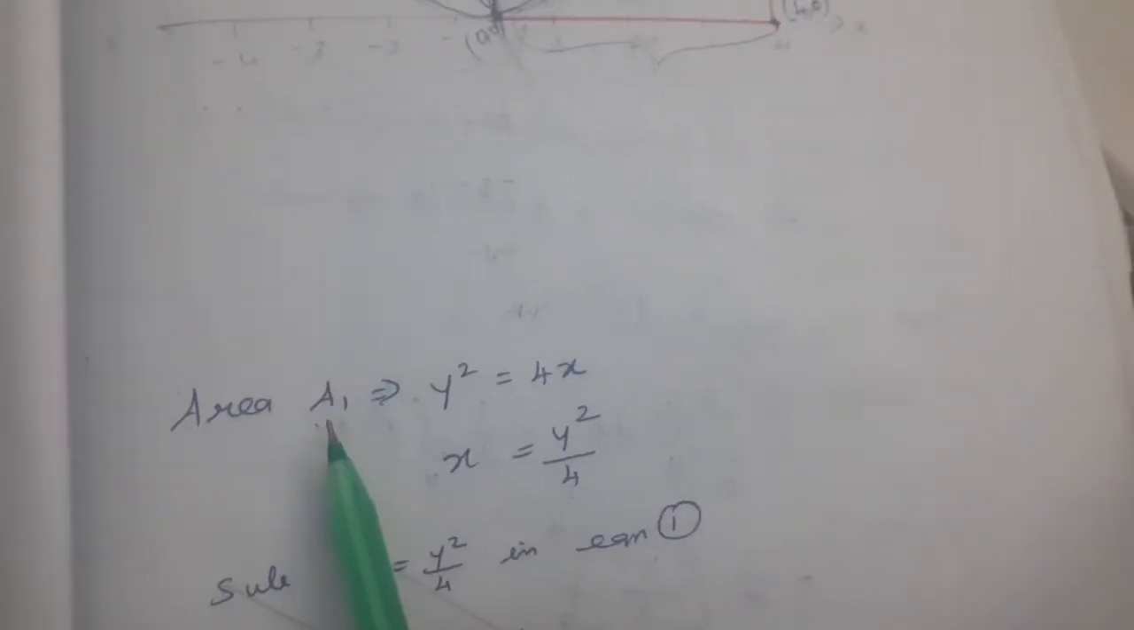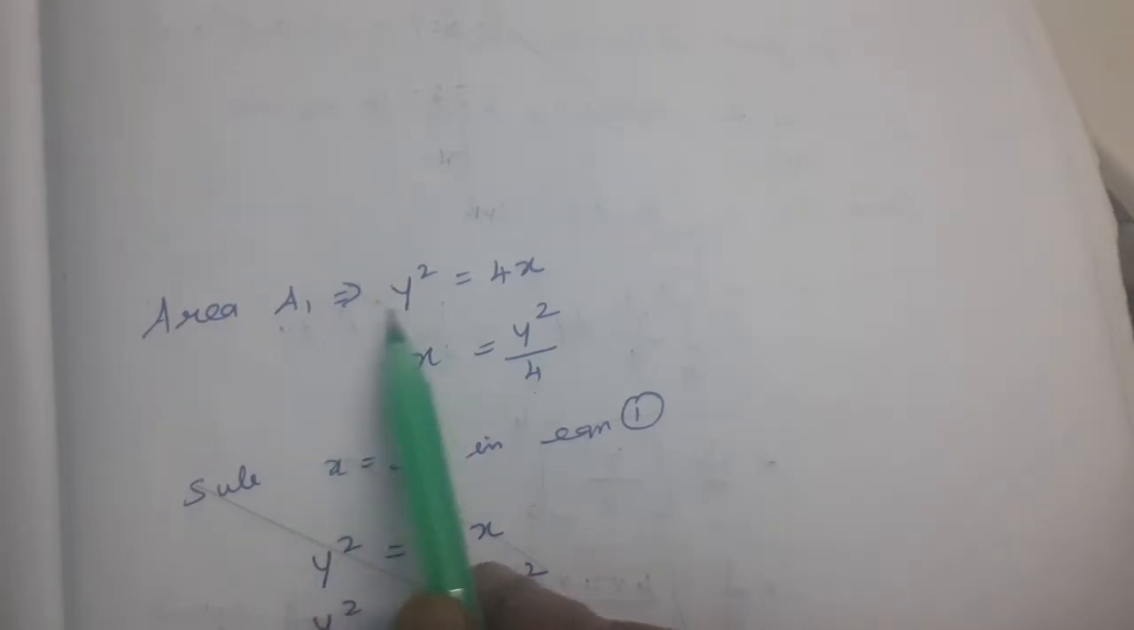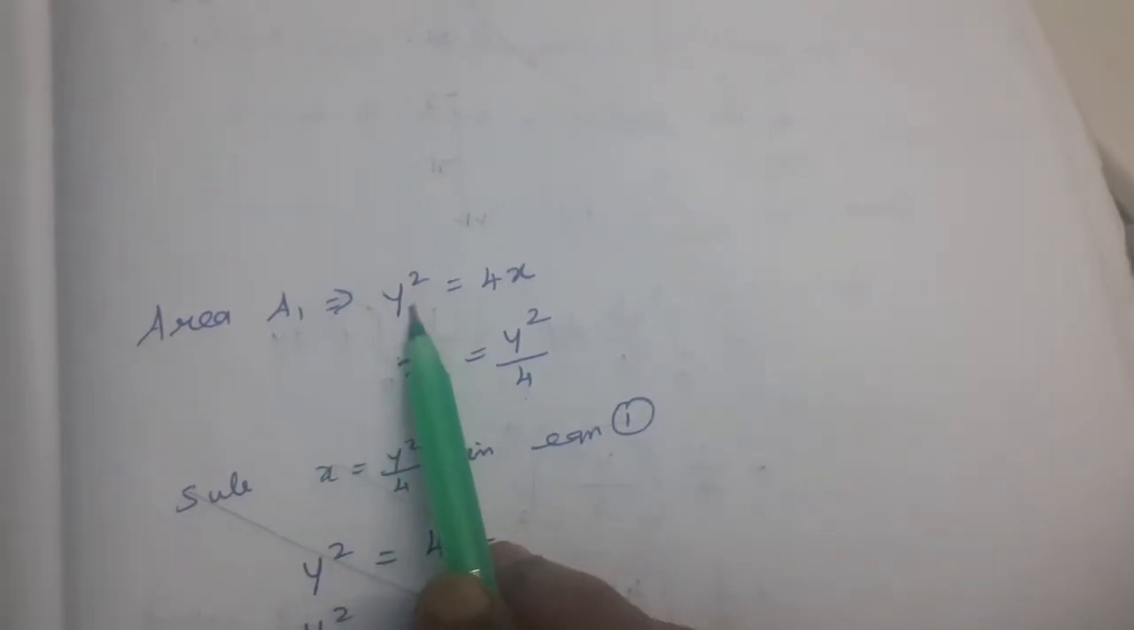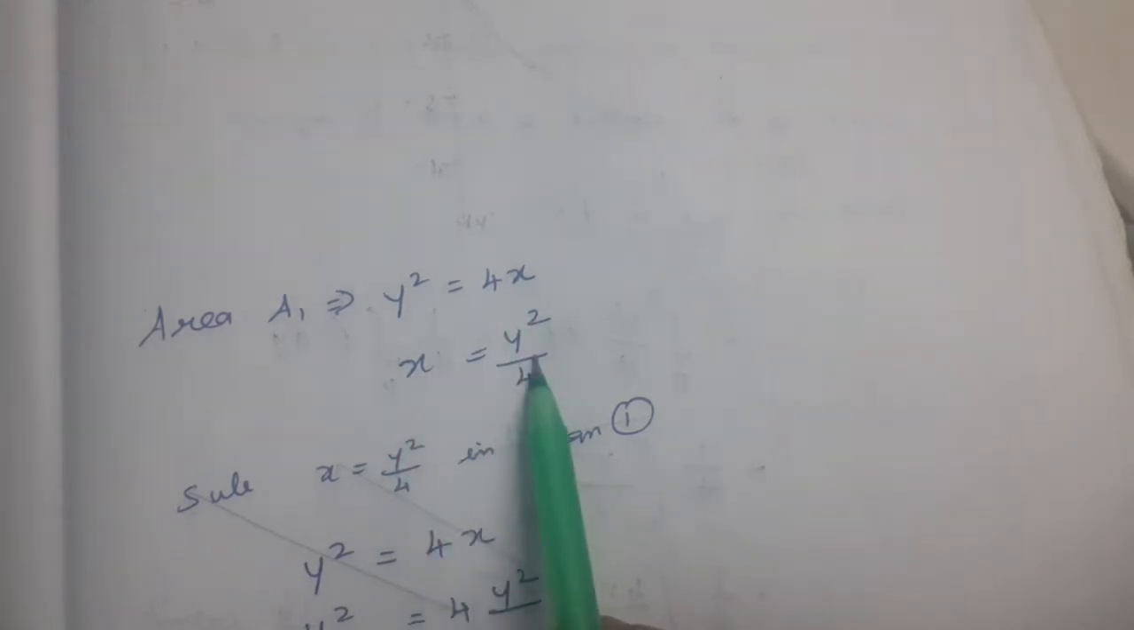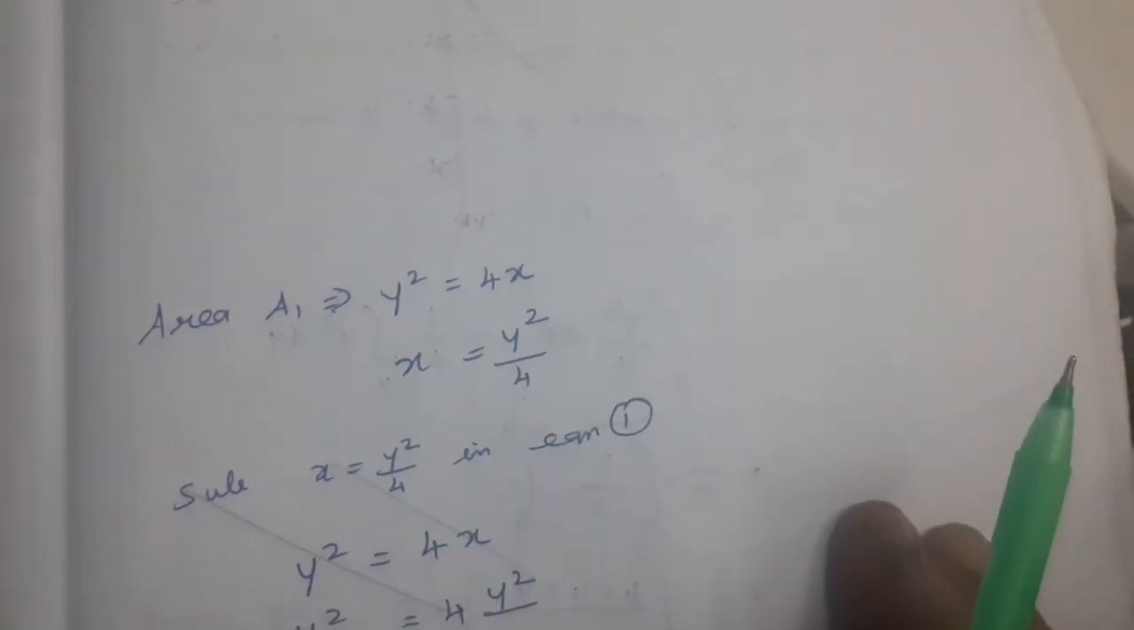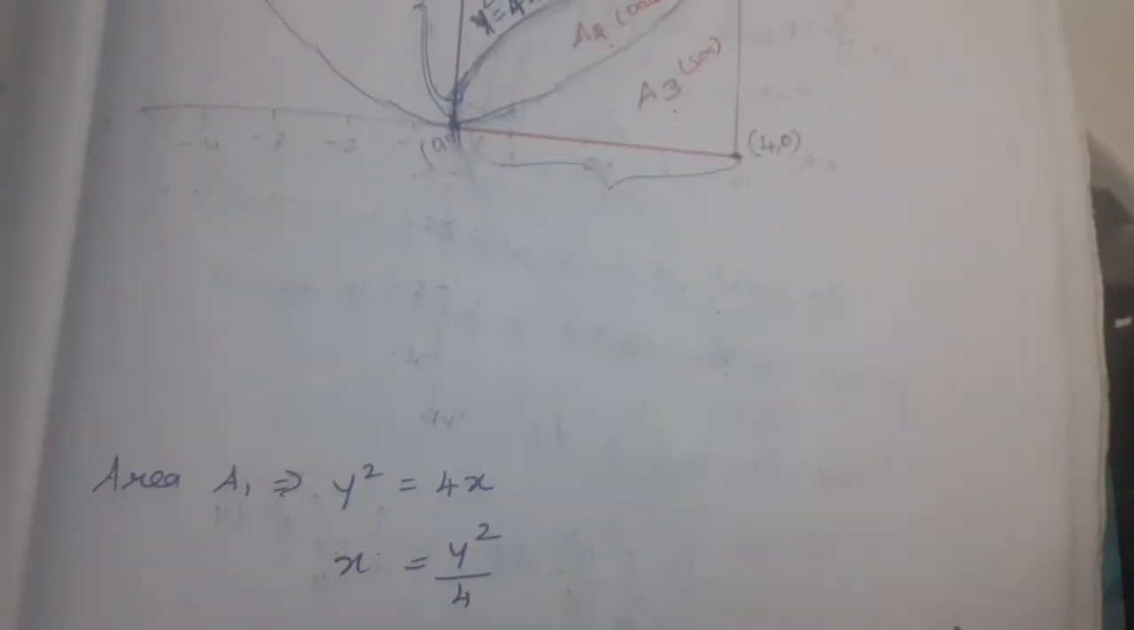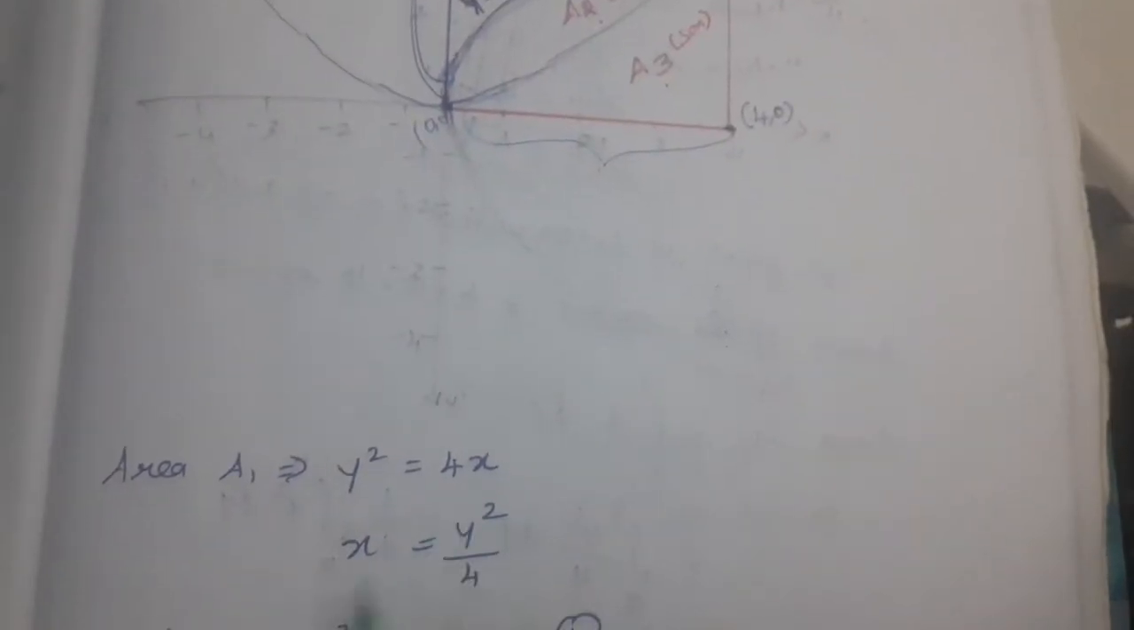First we are going to find the area A1. What is the area? y square equal to 4x means x is equal to y square by 4. What is our x? x is nothing but y square by 4.